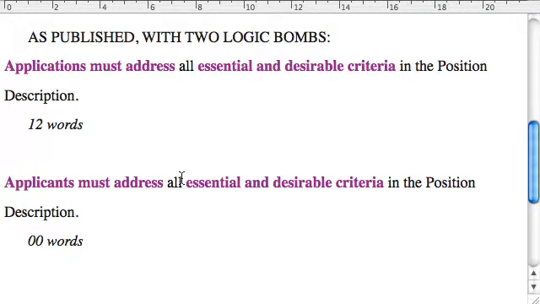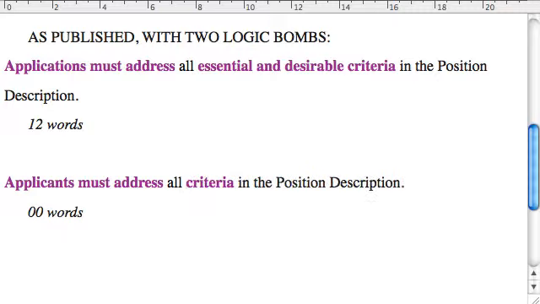But the position description does not include any non-essential or undesirable criteria. And even if it did, the advertiser wouldn't want to call attention to them because nobody would apply for a position that had non-essential and undesirable criteria in its description. I think what this writer really wanted to say was that applicants must address all criteria in the position description.